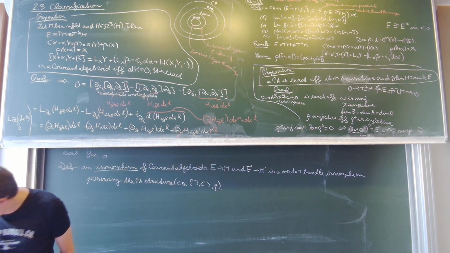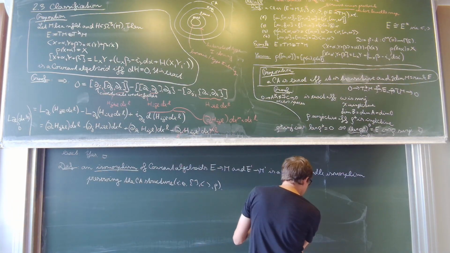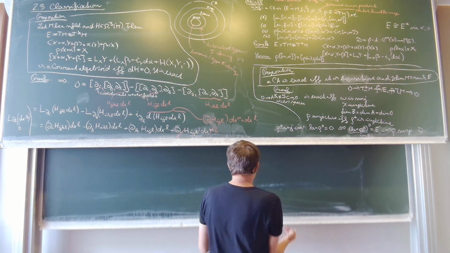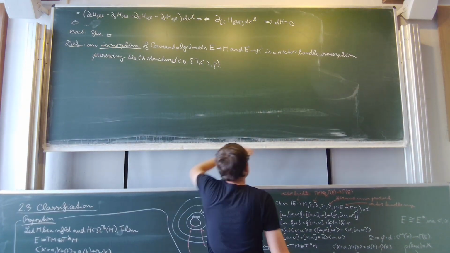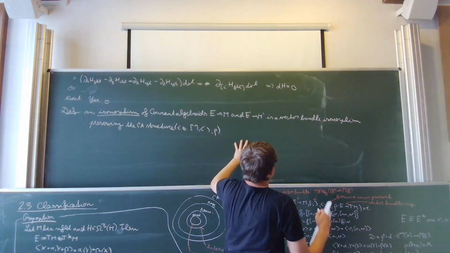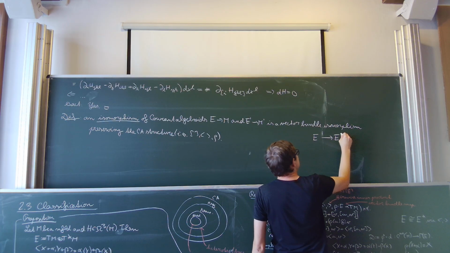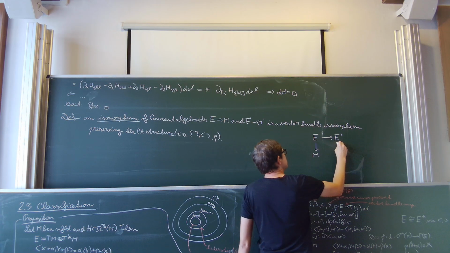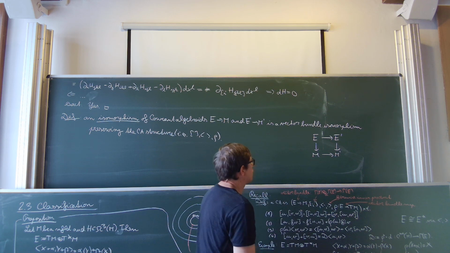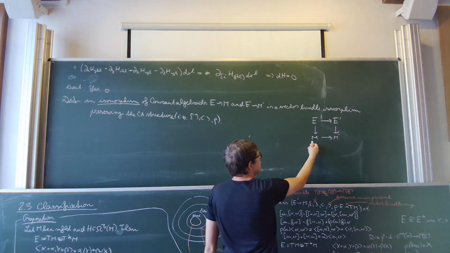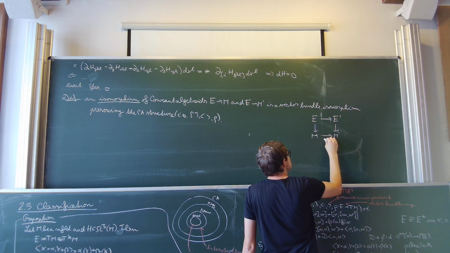Now, maybe a little bit more explanatory. What does being a vector bundle isomorphism mean? It means that there is a map like this. You have these two vector bundles, but there's also a map on the base, and this is a diffeomorphism.